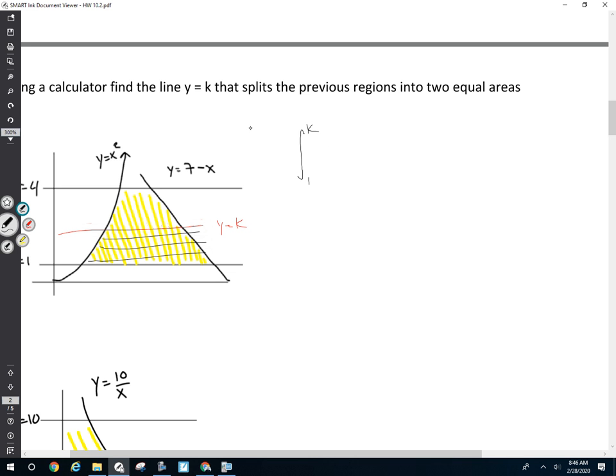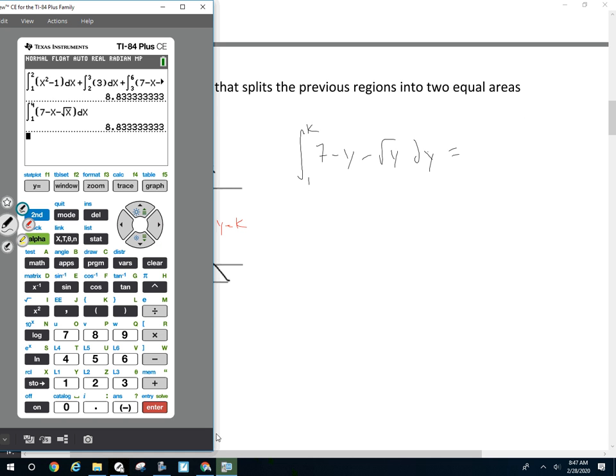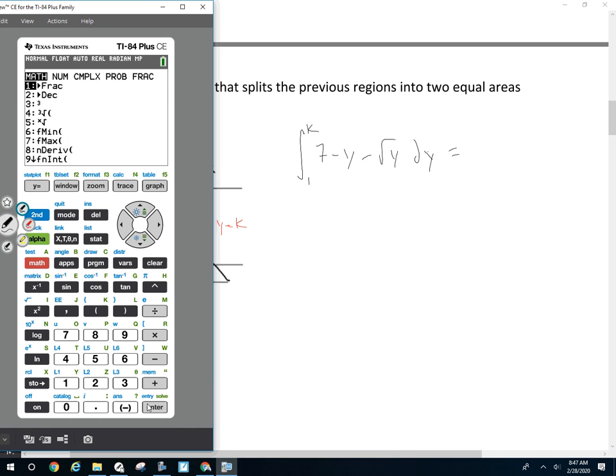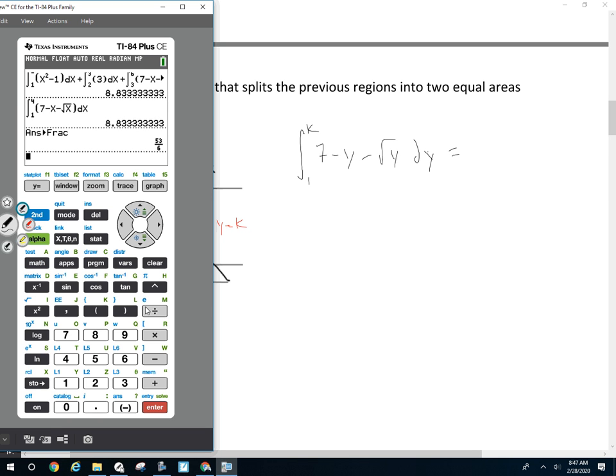And we had an expression, this is x equals 2 minus y, and this was root y equals x. So right minus left, 2 minus y minus root y. That needs to equal 1/2 the total area. I think I found it. Yep. 8.33. That's 53 sixths. Dividing that by 2, I get 53 twelfths.